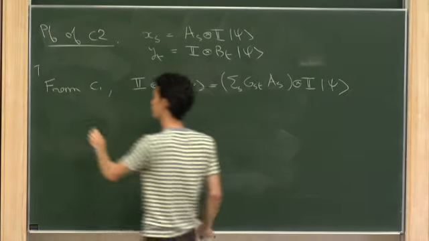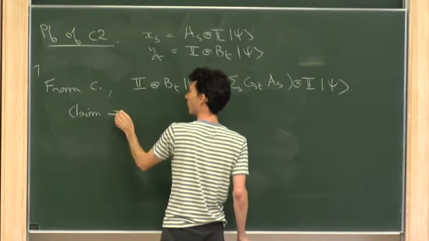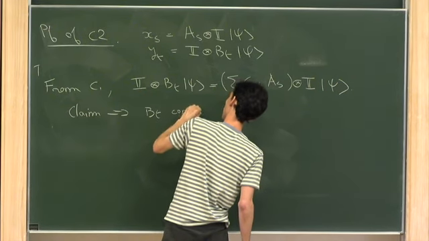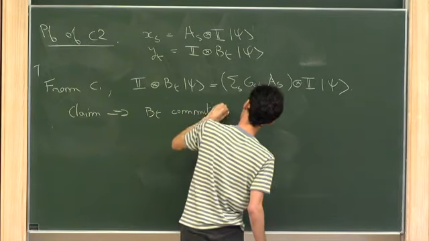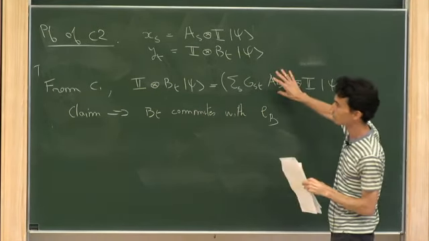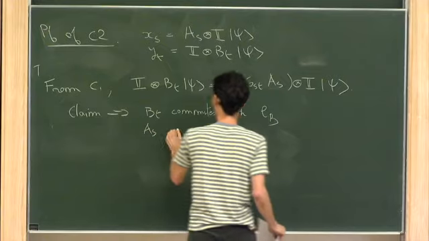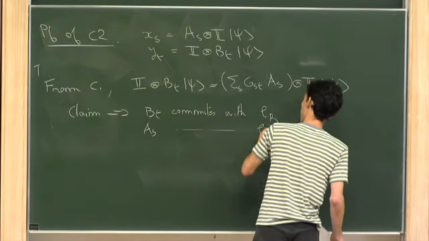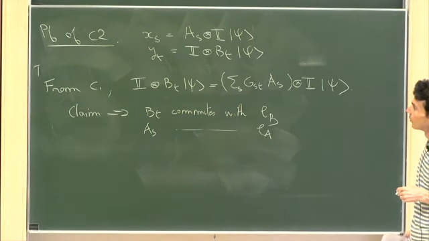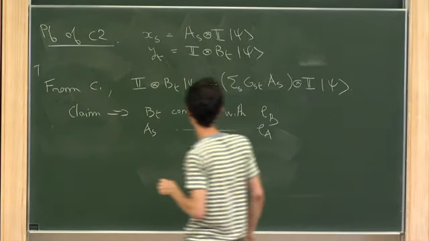So from the claim, I already get half of my corollary, which is that BT commutes with rho B, just using this. And then by symmetry, I'll also get the same thing for the A. So AS also commutes with rho A. All right, good. Now we only need to derive the thing about the squares. Let's see how we get it.